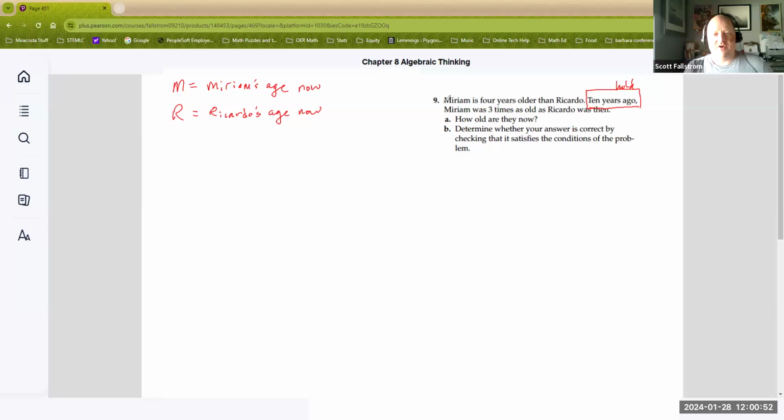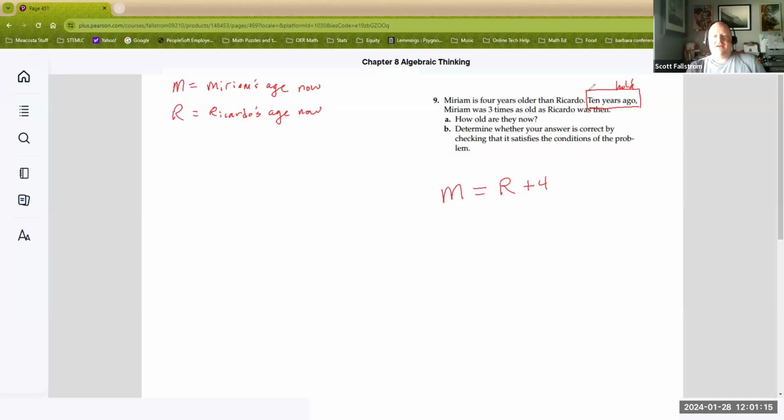Now before I get to the 10 years, let me hold on this. Can I get the first part? Miriam is 4 years older than Ricardo. 4 years older. So that means we have to take Ricardo's age and add 4 to get to Miriam's age. Okay, so that gives me an equation because now Miriam is Ricardo plus 4.